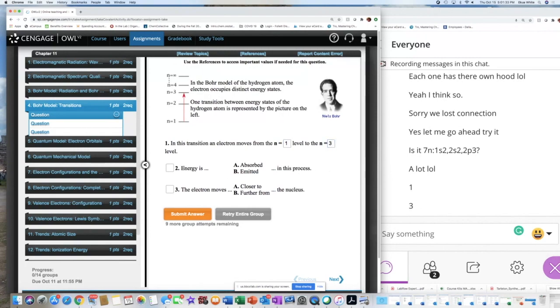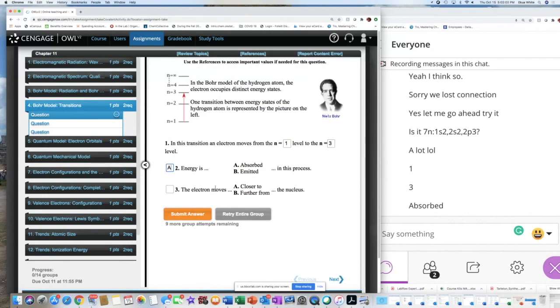For it to go from 1 to 3, what is happening? Is energy being absorbed or is it being emitted? Emitted means being given off in the process. Okay, very good. I type A here. Do I type the whole word? They allow you to just put A, so I'll see if A works.